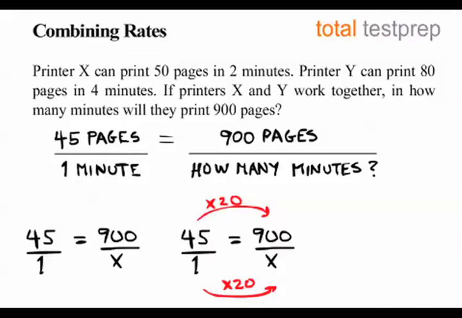This is a shortcut you can use when doing proportions, and you see that the proportions are one unit is a factor of the other. So 45 is a factor of 900. You can see it's exactly 20 times less, so that means that 1 must be exactly 20 times less than x. So in this case, it turns out that x is equal to 20. Or in other words, it's going to take 20 minutes for these two printers to print 900 pages if they're working together at the same time.